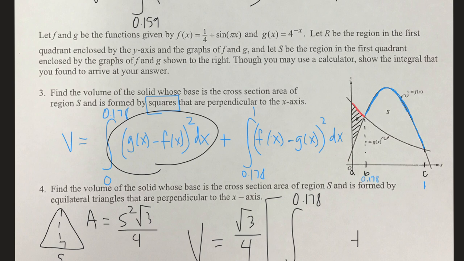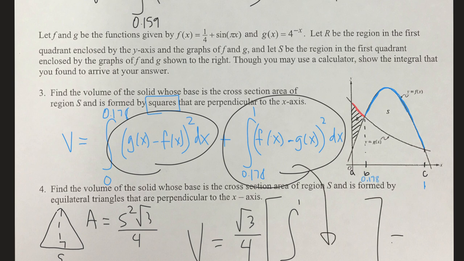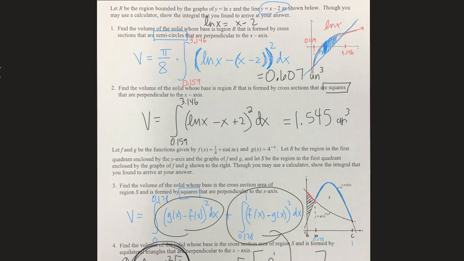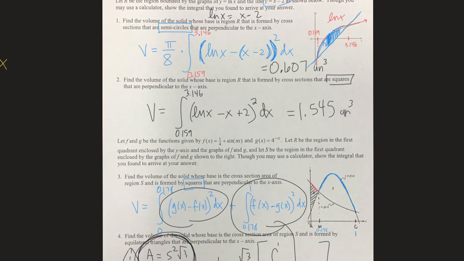For just S, sorry, my students just corrected me, which is great. So I don't need the R one. I don't need from 0. I just need from 0.178 to 1 of this function. That goes there. Okay, and that would give us the volume if we had equilateral triangles. Okay, so just commit this formula to memory for equilateral triangles. Okay, so that's how we find the volume with different cross-sectional areas. Hopefully this helps and you feel smarter.